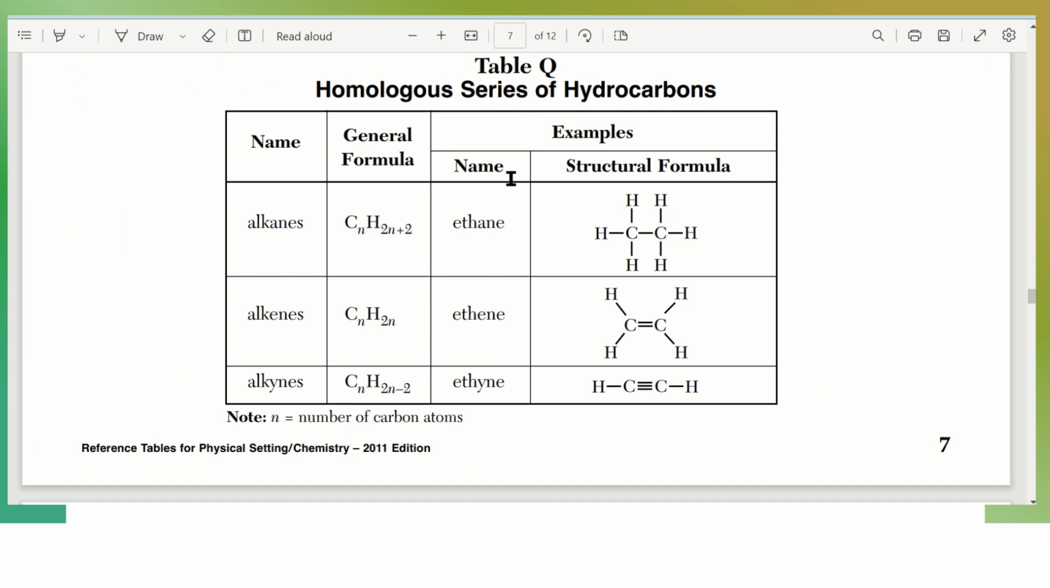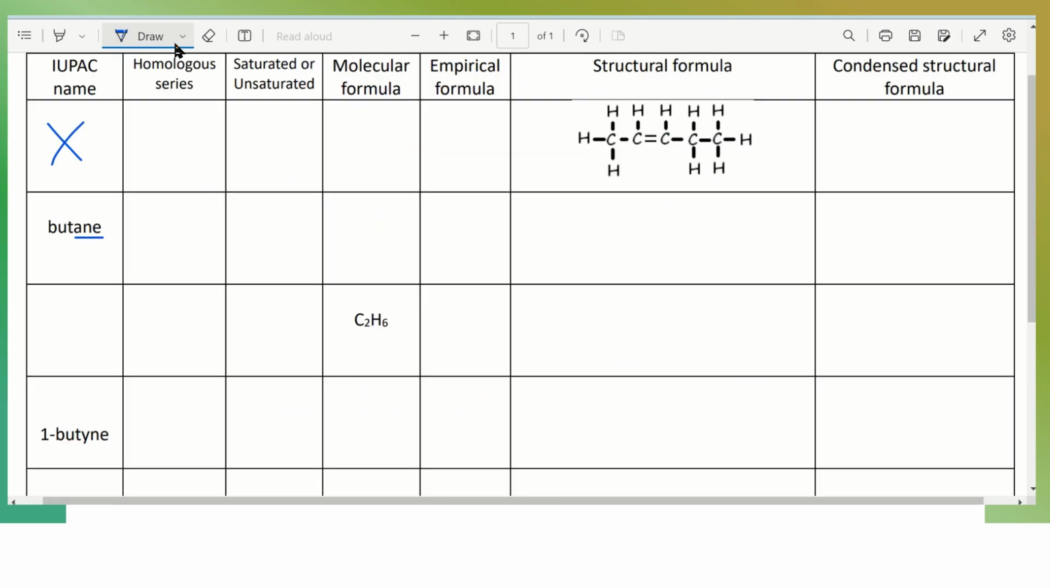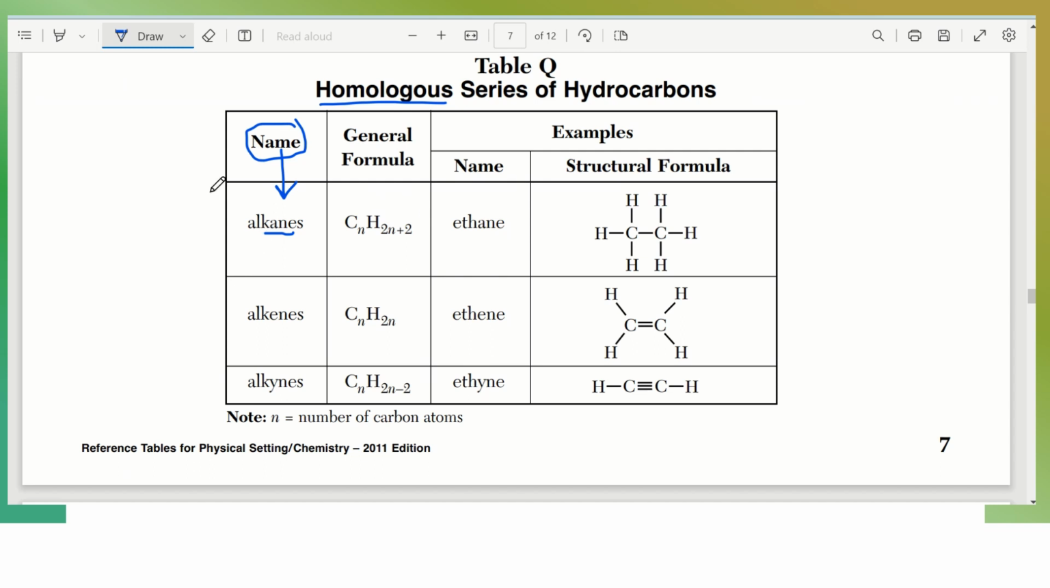So looking at table Q, do you see this? ANE. So the homologous series is going to be from this column. So I need to put an answer from here. For this one, it is going to be alkanes. Now, is it saturated or unsaturated? And here's where you have to remember. This one is saturated. These two are not, because of the double or triple bond.